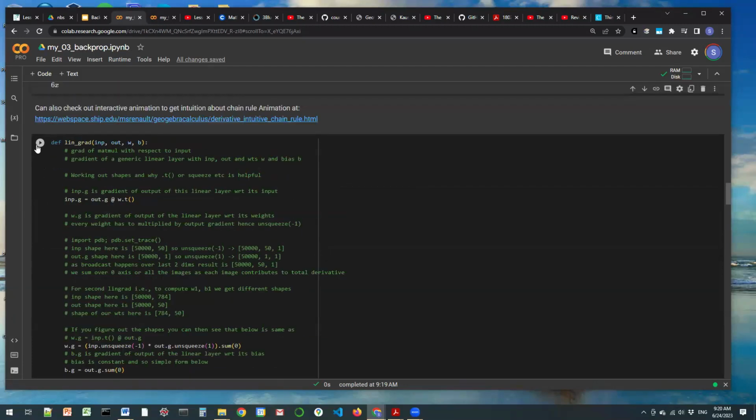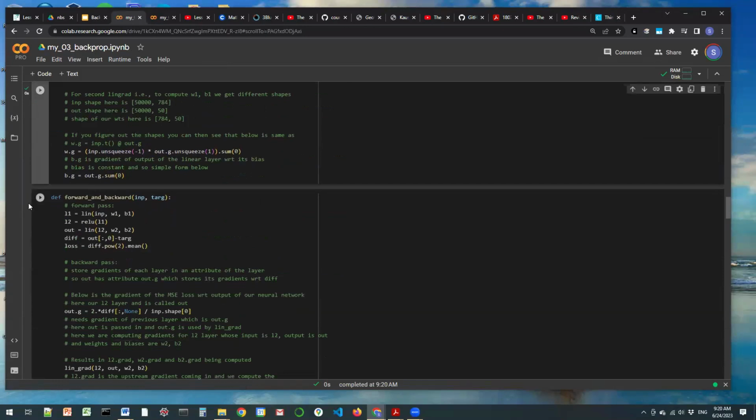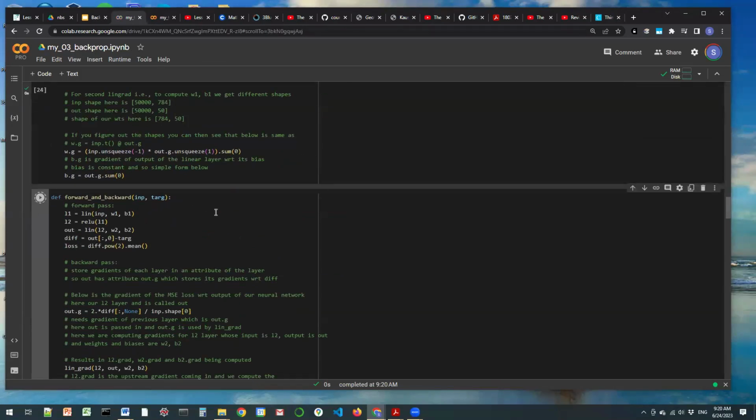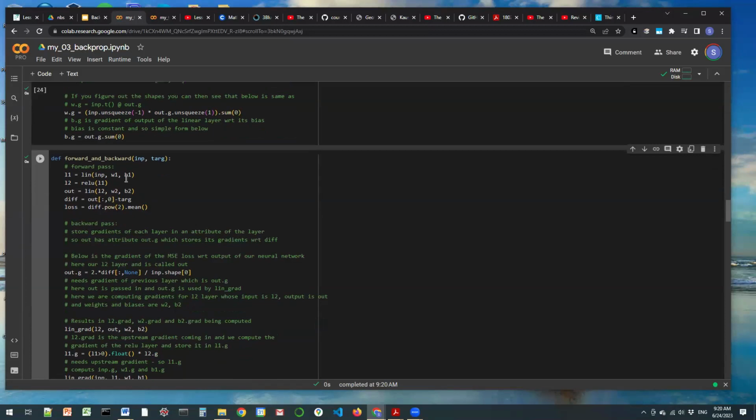Now I need to obviously run this in sequence, but let's understand forward and backward. So forward, we just go through the network, stepping through the network in the forward direction as I showed below. So L1 is a linear of input, W1, B1, L2 is ReLU, out is linear. Diff is just an intermediate term he has introduced of out squeezed, if you will, and subtracted from target. Remember, this squeezing is necessary, otherwise we get bent out of shape, so to speak. And then loss is the diff to the power 2, mean. And now begins the backward pass.